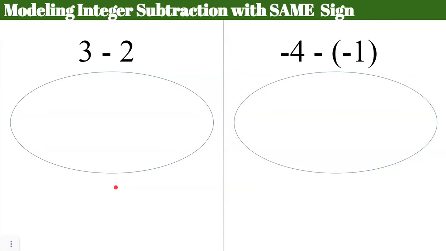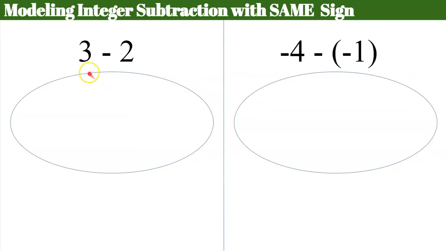So I'm going to model how to subtract integers that have the same sign. We're subtracting 3 and 2. 3 subtract 2. Both 3 and 2 are positive. The second example I will do is negative 4 subtract negative 1. Negative 4 and negative 1, both integers that are being subtracted, are negative.